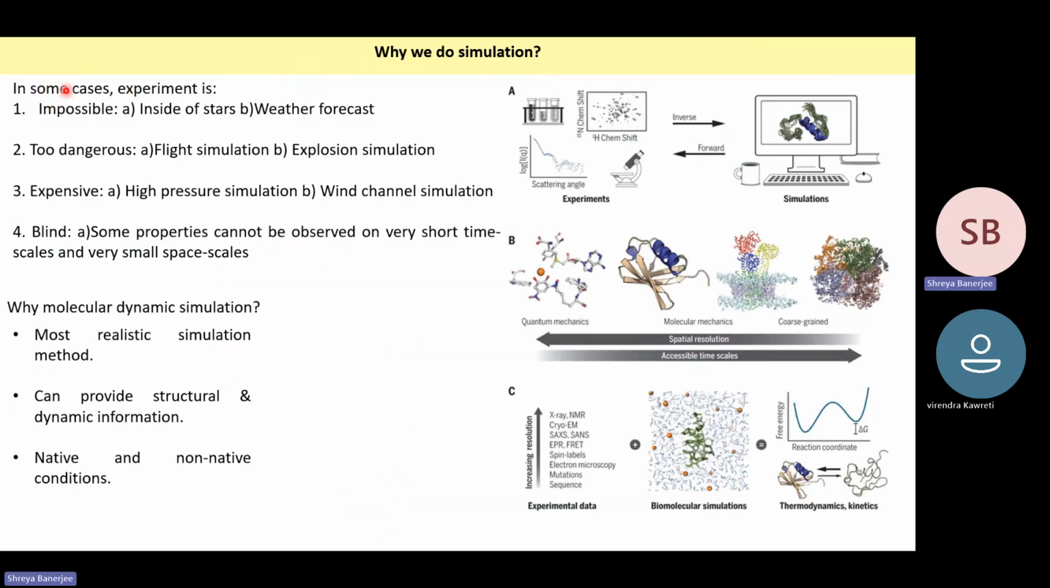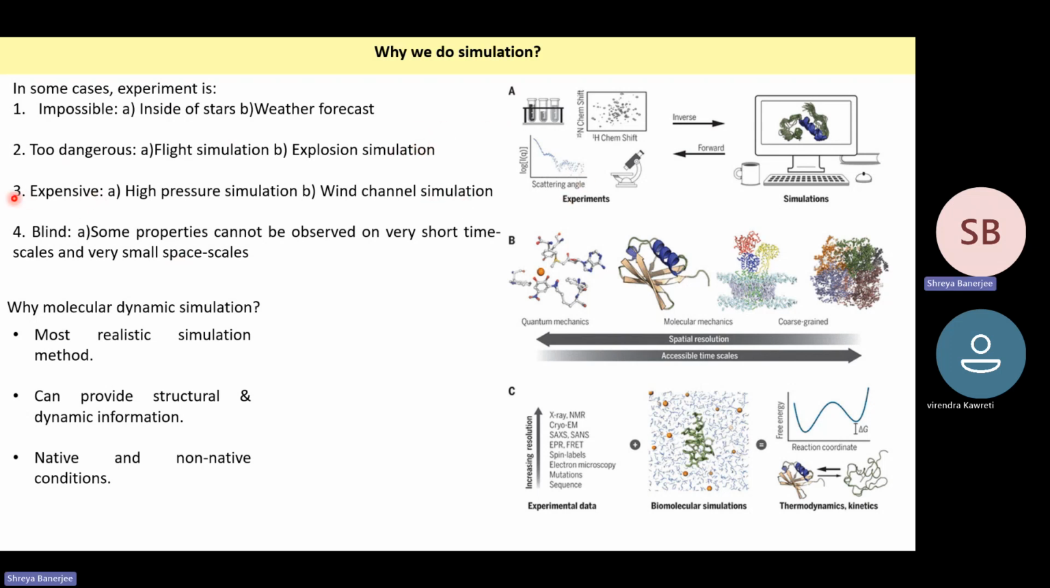So why is this molecular dynamics simulation important? In some cases, experiment is impossible. Suppose we want to study what is happening inside the stars, or we want to predict the weather. We can't do experiments inside the stars. Or if the experiment is too dangerous, like simulating a flight or an explosion, these are two dangerous experiments and they will much better be visualized in a computer simulation.